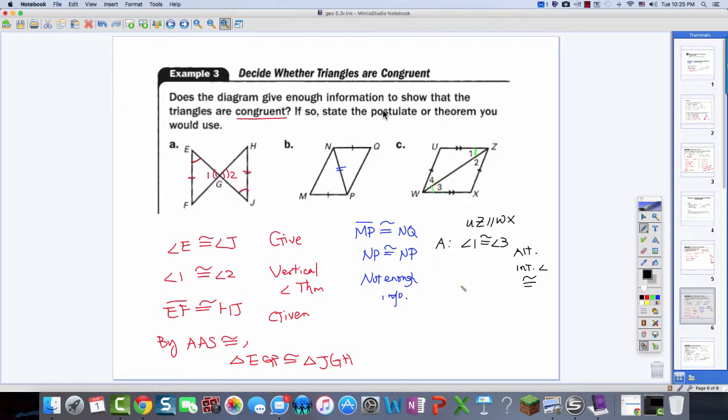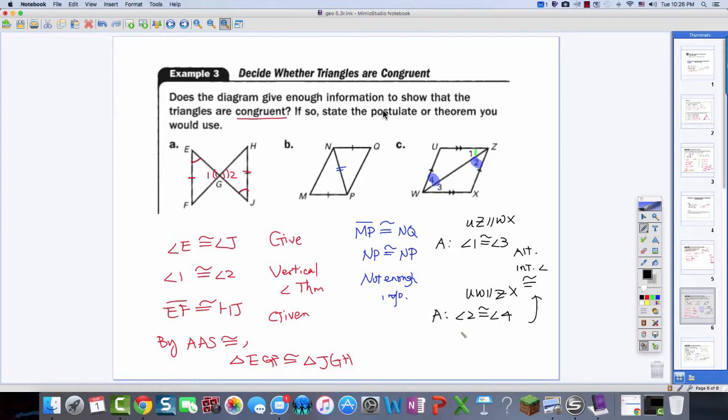If I look at UW, it is parallel to ZX. And if it's not easy, you can turn your paper around. You will see that angle 2 and angle 4 are congruent for the same reason. They're also alternate interior angles. I really didn't do a great job with these. There we go. That's a little better, right? 2 and 4 are congruent. So now this is my second set of angles, right?